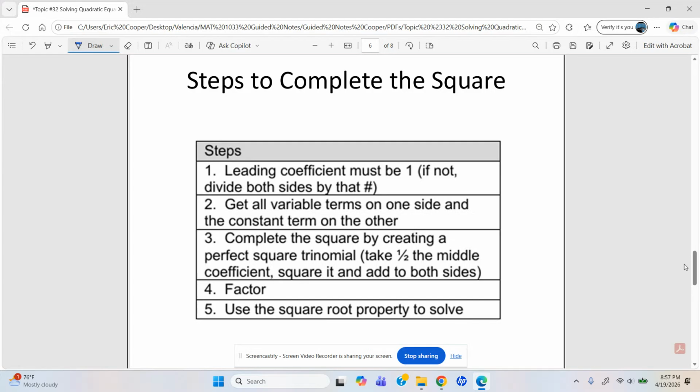We'll take half of the middle coefficient, square it, and add it to both sides. For this, again, when we think of ax squared plus bx plus c, that middle term is always the b part. It's always the part that has just the x coefficient. We'll then factor it, and if we did it correctly, it should end up as a perfect square trinomial, and then we'll use the square root property to finish solving.